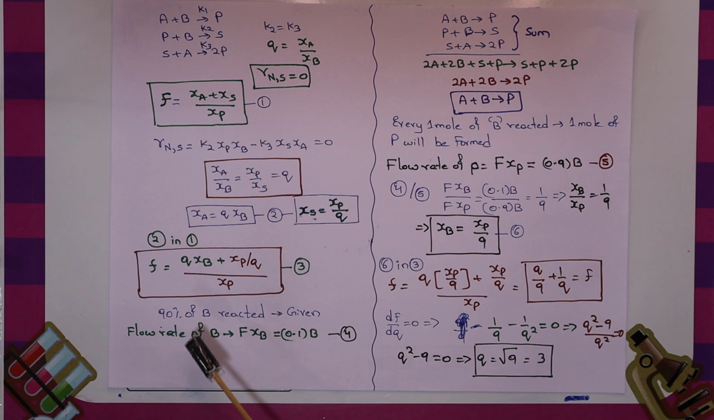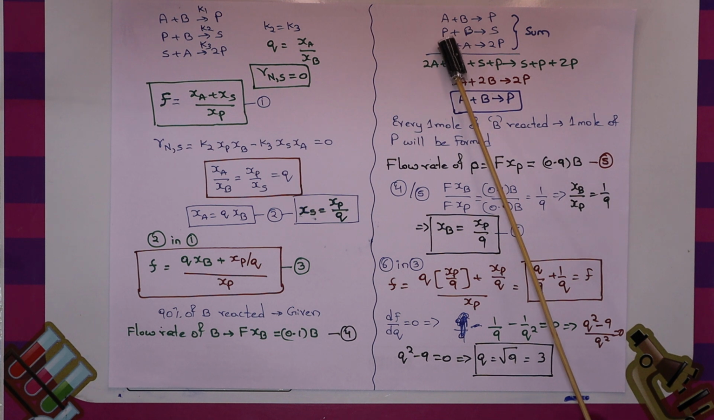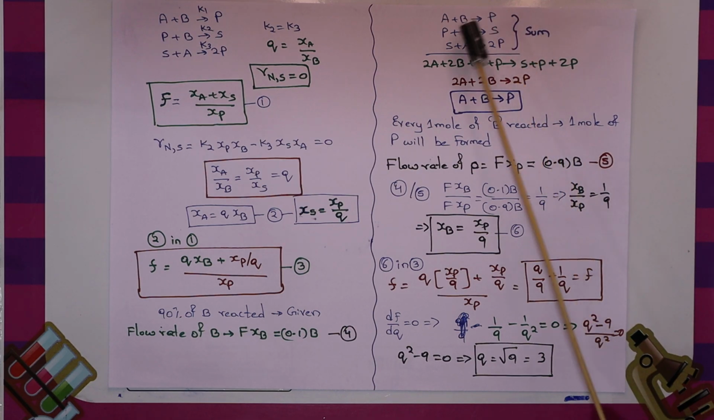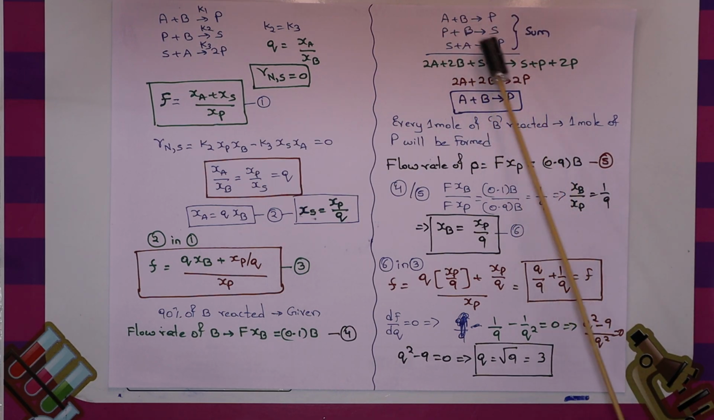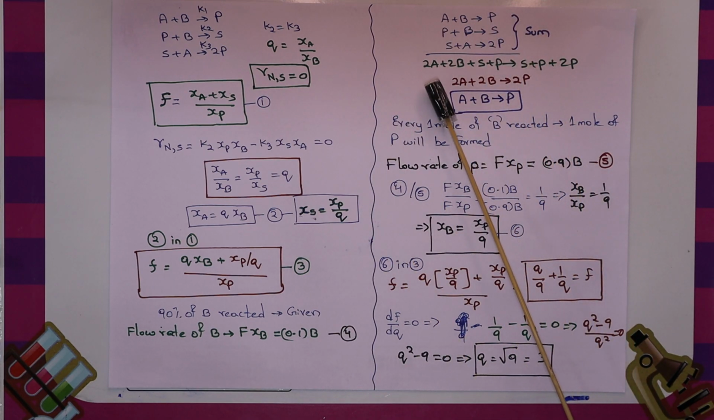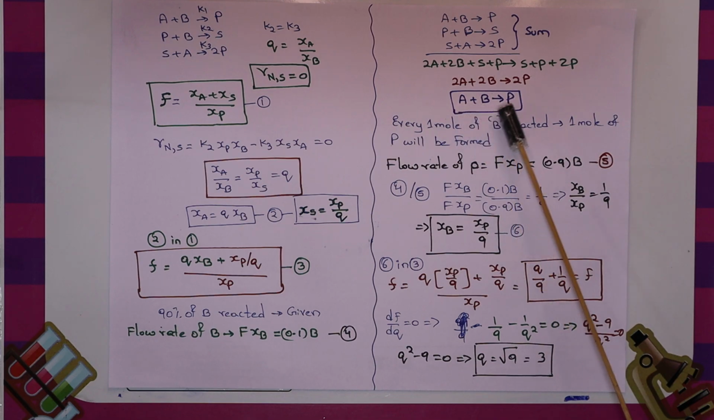Let us talk about the product P, because XP is there, and XB here. Somehow we convert XB and XP in terms of Q, so you can get the entire function in terms of Q. Let us take the 3 reactions. A plus B gives rise to P, P plus B gives rise to S, S plus A gives rise to 2P. Let us sum up, because in every reaction P is there, and get a single equation from these 3 equations. If you sum all these 3 equations, you get 2A plus 2B plus S plus P is equal to S plus P plus 2P. Finally, A plus B equals P.